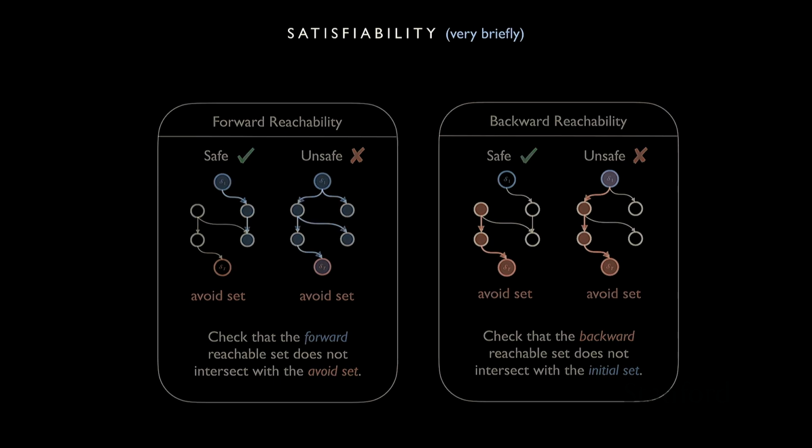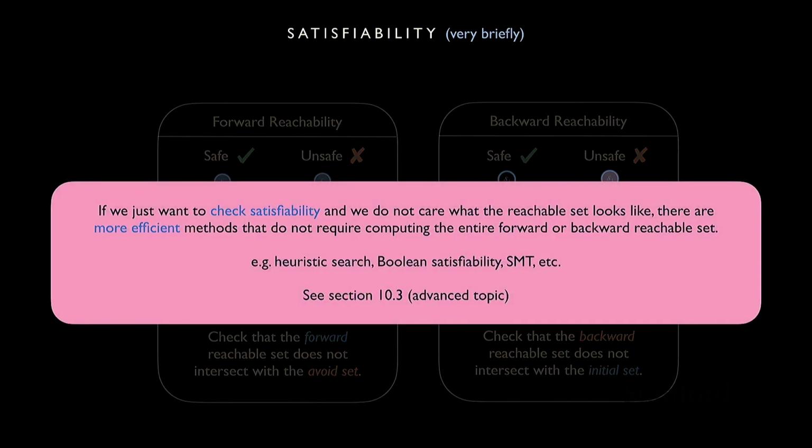Okay, so doing this is basically checking satisfiability. We're checking if a system satisfies a property, specifically if it intersects this avoid set. But one thing that's kind of interesting is that we did that just now by computing the full reachable set. But if we just want to check satisfiability and we don't care about what the reachable set actually looks like, there's much more efficient methods for doing this.